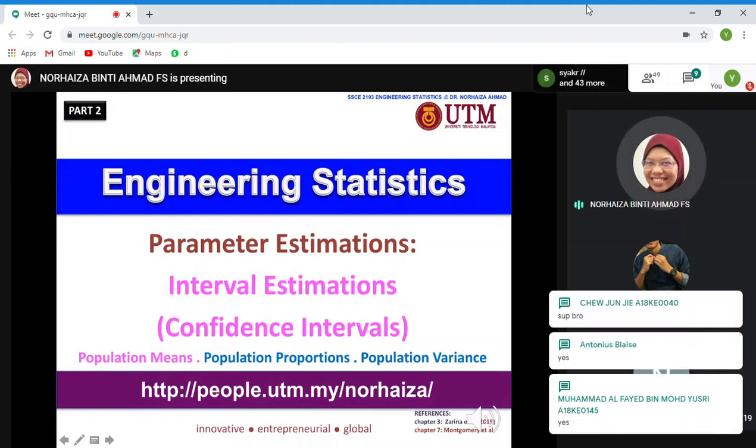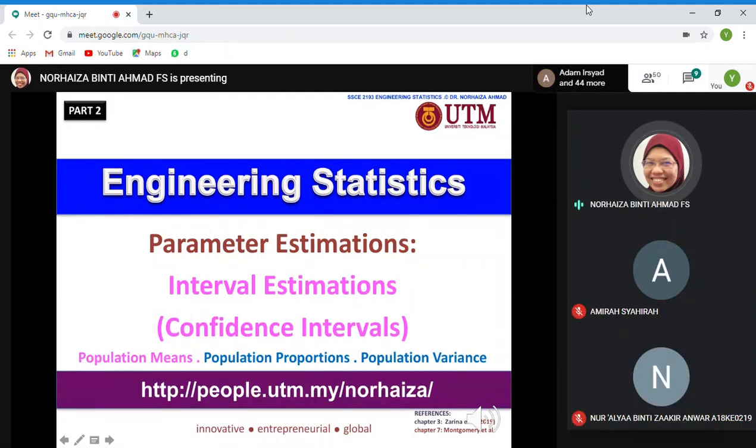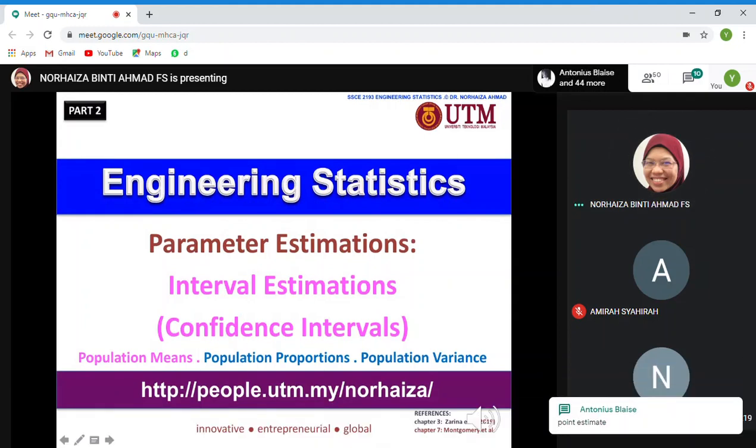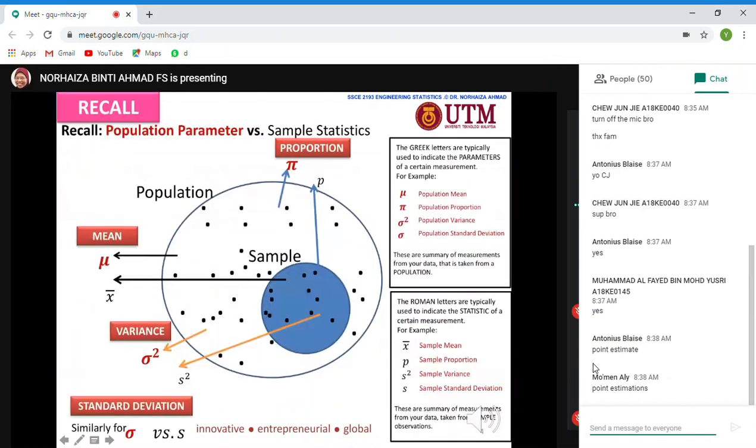Okay, good. All right, let's start with the next chapter, the next topic, which is another method of parameter estimation, which is interval estimation. What method did we use in the last class for parameter estimation? Point estimate. That's good. So the first method was point estimate. So please remember this diagram again and all the symbols because it will affect your solution when you answer the questions given to you.